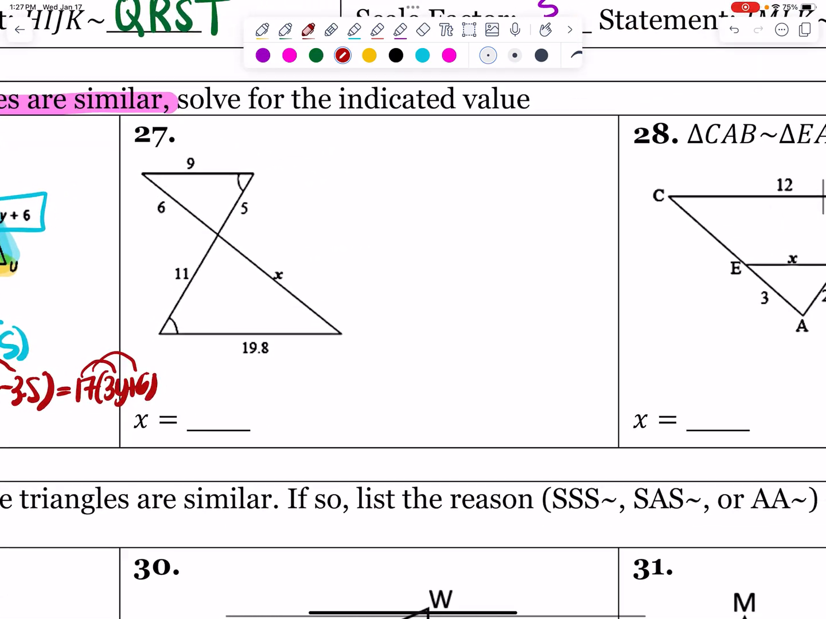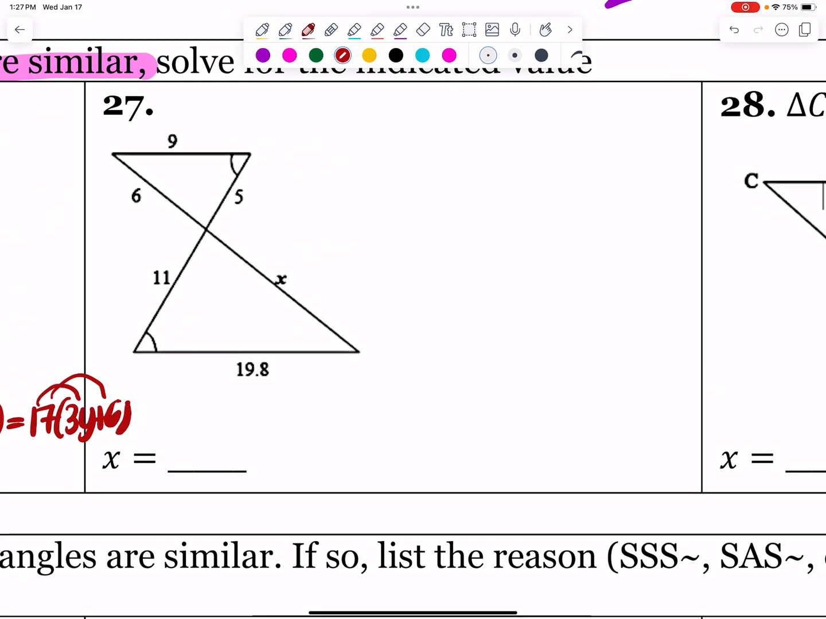All right, now number 27 does not have a similarity statement, so we're going to have to use our diagram. So the first thing I notice is that I know that I'm going to have vertical angles that are congruent. So those 2 angles are going to be congruent, and then these 2 angles are marked as congruent. And then finally, we've got the unmarked angles. And so when I'm looking at what pieces go together, I use the angles to help me determine. So like I know that the 9 is going to correspond to the 19.8 because those are both across from the purple angles, which are the vertical angles.